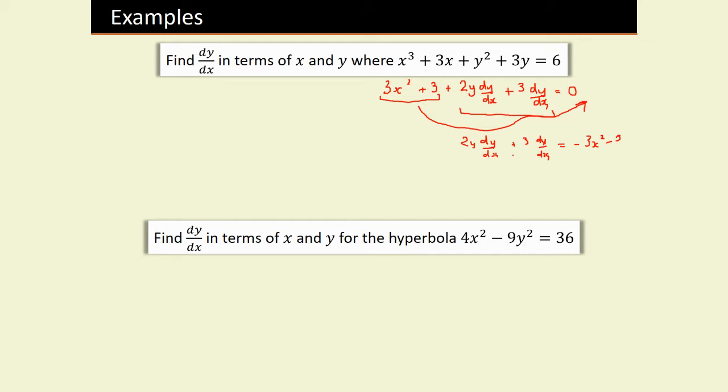Now what we do, we factorize here. If you notice these two terms, the reason why we've kept the dy by dx terms on the left is because dy by dx is a common factor. So dy by dx, the first term, I've got 2y plus a 3. 2y plus 3 dy by dx equals, and on the other side I actually have a factor as well, don't I? That I might as well take out: 3 negative x squared plus 1.